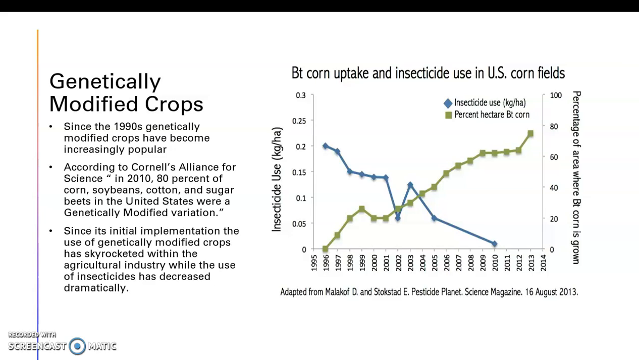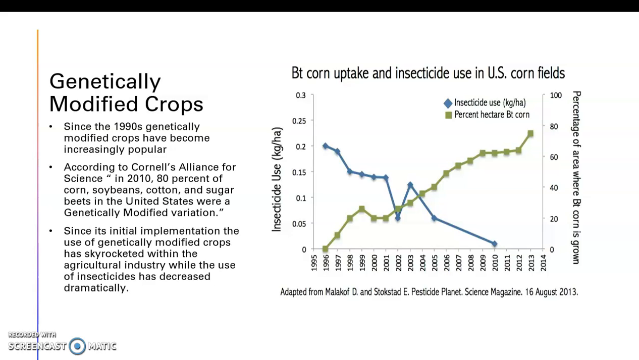The blue in 1996 was very high, 0.2% of chemical insecticides used in traditional farming. You can see the blue line has decreased drastically in 2010. The green line represents the Bt crops. They have grown from 1996 to 2014. There has been a higher growth spurt.